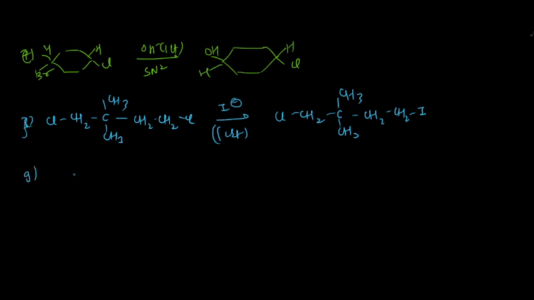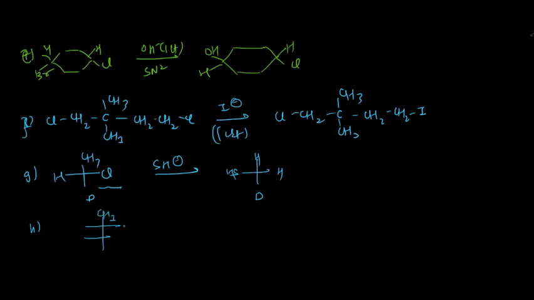G question. Cl, CH3, D and H. So when we react with SH negative, it will form H, SH, H and D. It will replace the chlorine, but with inverted configuration. CH3, H, H, D, D and Cl. It's going to react with SH minus. So it will replace chlorine, but with inverted configuration.